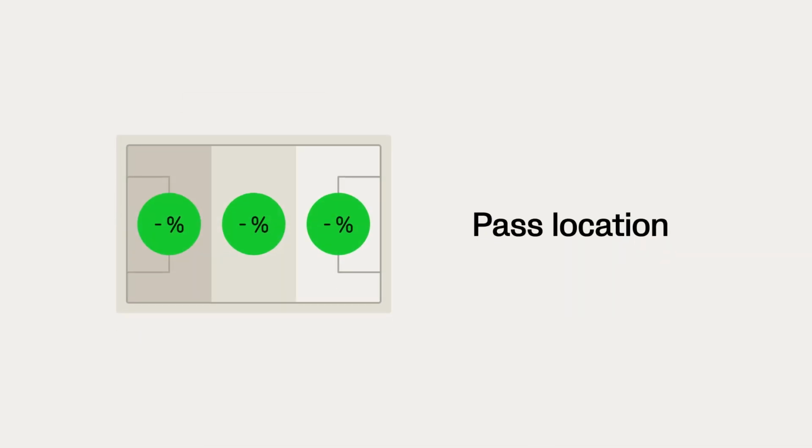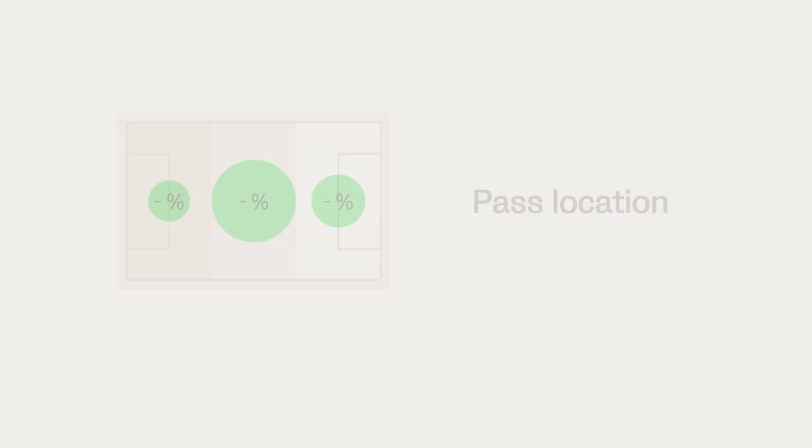Below the shot map, you can find pass location. Powered by Veo AI, it automatically shows where successful passes happen for each team, broken down by pitch location. You can select the match period and the team you want to see.